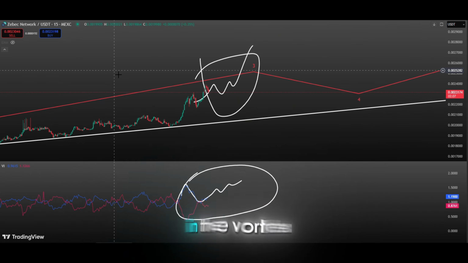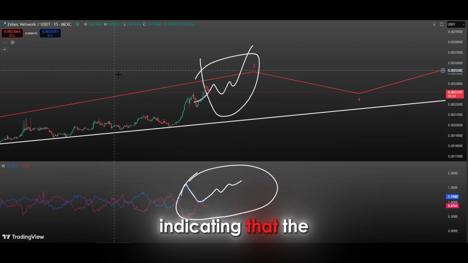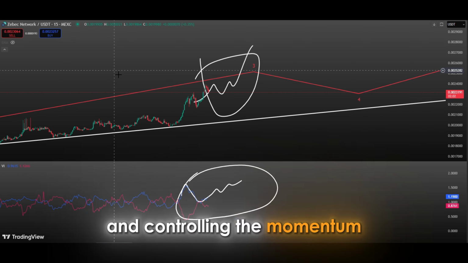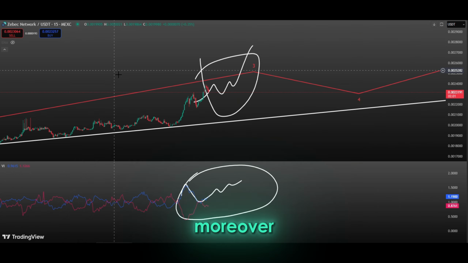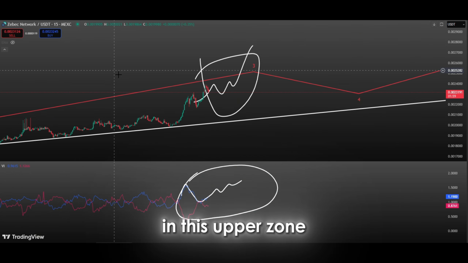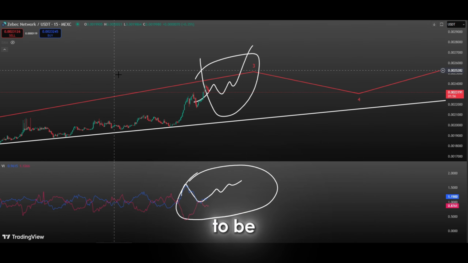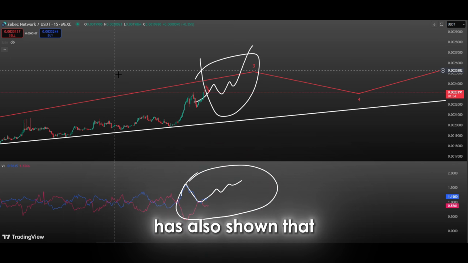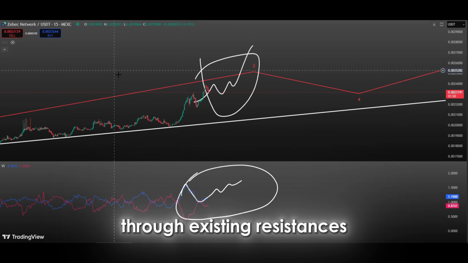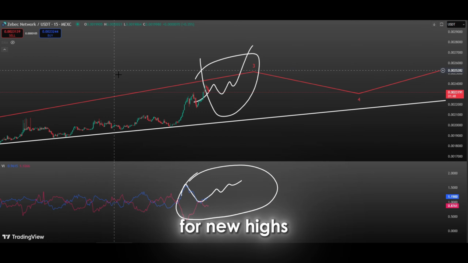In the Vortex, the blue line crosses the red line and moves into the upper zone, indicating that the buy side is dominating the market and controlling the momentum. Moreover, the longer the blue line persists in this upper zone, the more stable and deeper the uptrend is considered to be. Past statistical analysis has also shown that during periods of its persistence in the upper zone, the price usually not only breaks through existing resistances, but also searches for new highs.